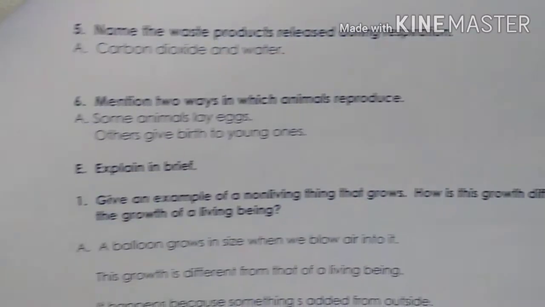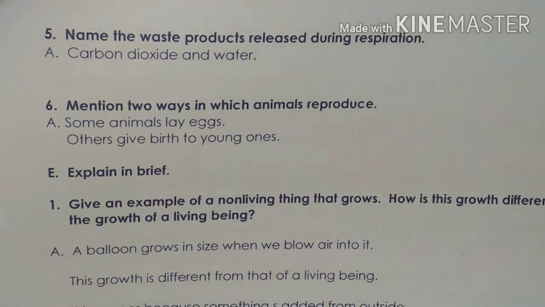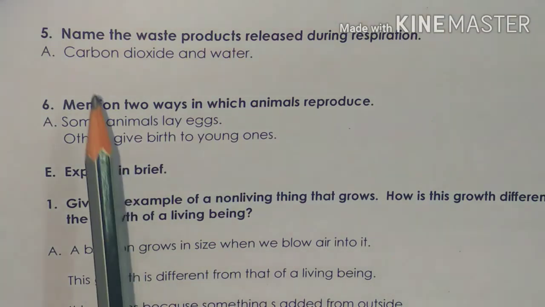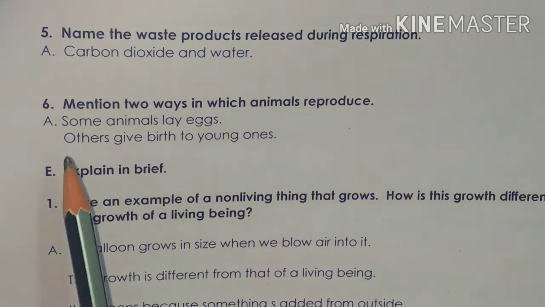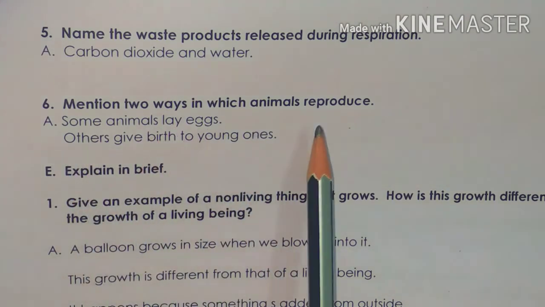Okay, now fifth question. Name the waste products released during respiration. Carbon dioxide and water. Sixth question. Mention two ways in which animals reproduce.